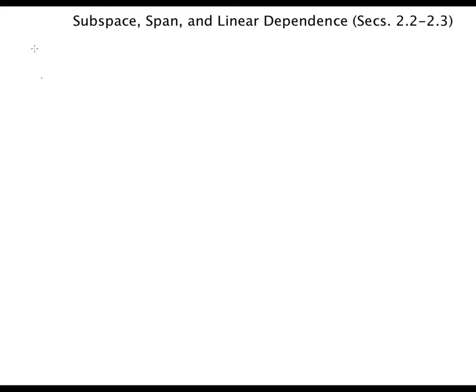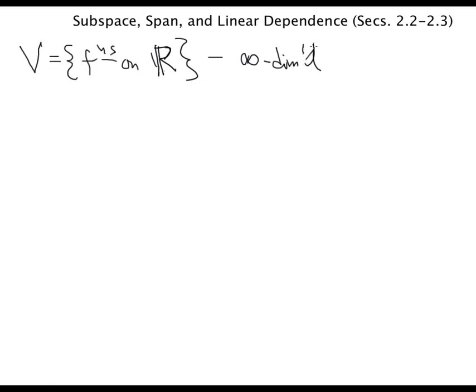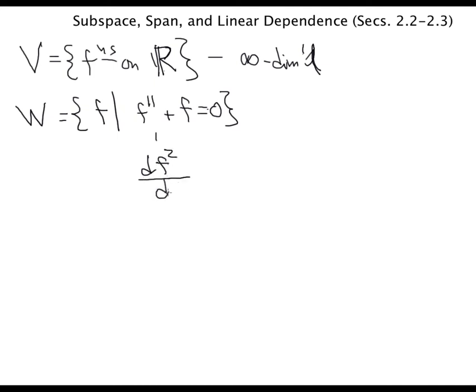A particularly important kind of subspace is one described as follows. We've seen some examples of this. Suppose V was the set of all real valued functions on R. So this is some big infinite dimensional vector space. And suppose I let W be the set of f such that f double prime plus f is equal to 0. So this is d squared f over dx squared plus f of x is equal to 0. And we did this example. W is the set of a cosine x plus b sine x.